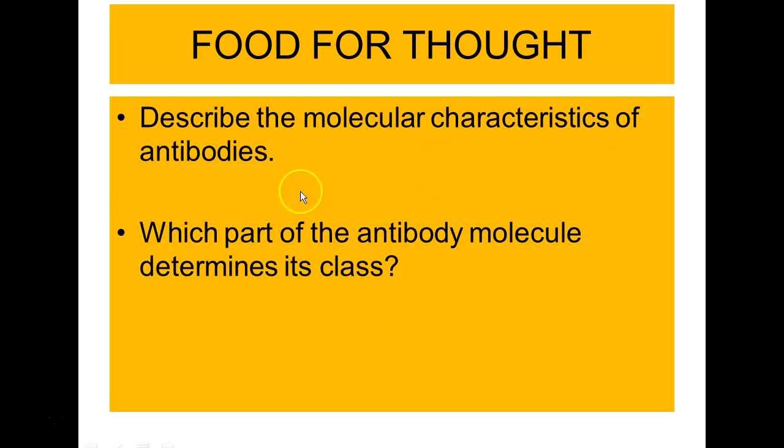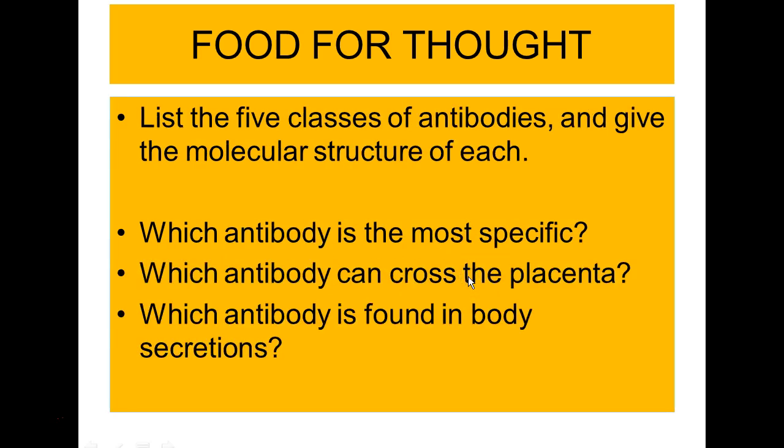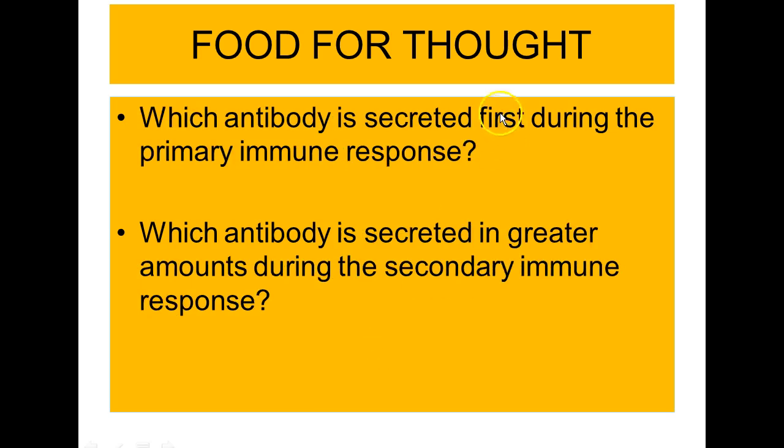You should be able to describe the molecular characteristics of antibodies, which part of the antibody molecule determines its class, the constant region, the variable region. List the 5 classes of antibodies and give the molecular structure of each. Are they pentamers, dimers, monomers? You should be able to match an antibody with its characteristics: which is the most specific, which can cross the placenta, which is found in body secretions, which is the antibody made during the first primary immune response, which antibody is secreted in greater amounts during the secondary immune response.